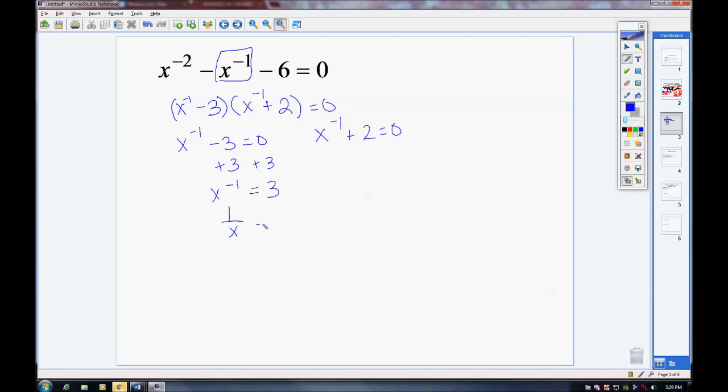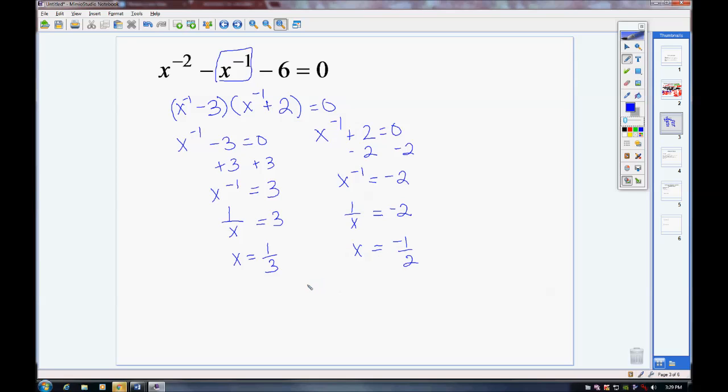Well, that isn't x equals. So if I take reciprocals of both sides at the same time, the reciprocal of 1 over x is x, and the reciprocal of 3 is 1/3, I can get what x equals. Same thing here. If I subtract 2, x to the negative 1 equals negative 2. 1 over x equals negative 2. Let's reciprocal both sides. I get negative 1/2.